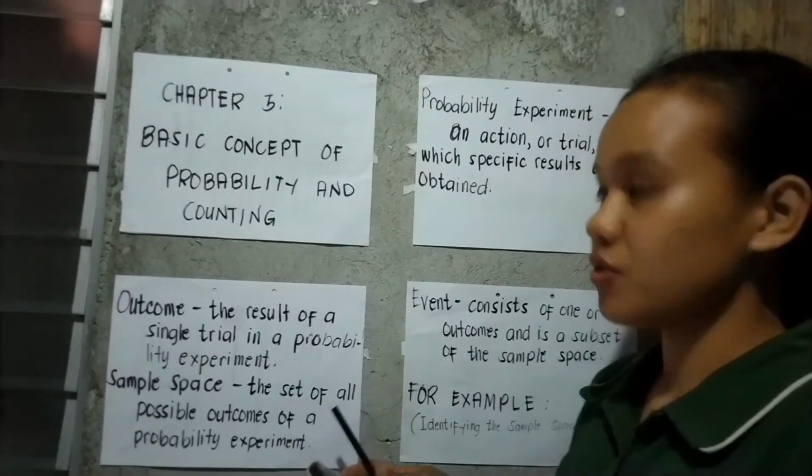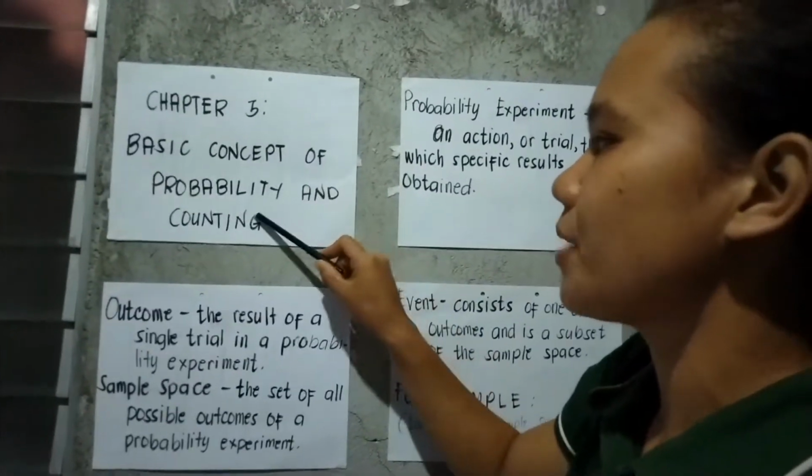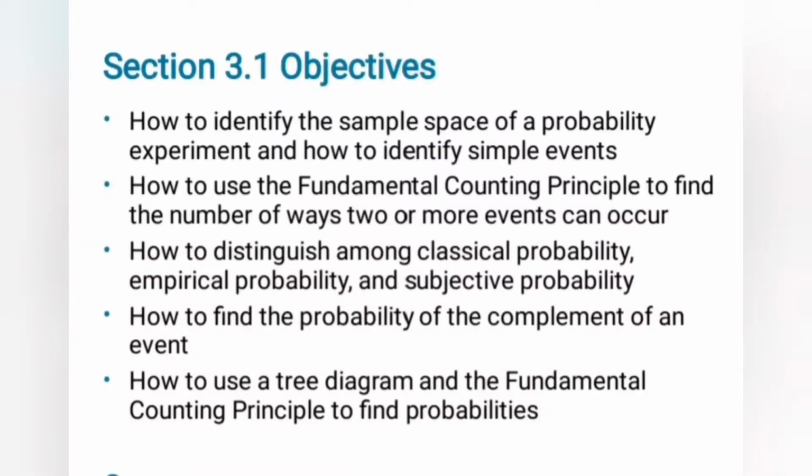Hey everyone, so I will discuss again chapter 3, the basic concepts of probability and counting. So, the objectives are how to identify the sample space of a probability experiment and how to identify simple events, how to use the fundamental counting principle to find the number of ways two or more events can occur, how to distinguish among classical probability, empirical probability, and subjective probability, how to find the probability of the complement of an event, and how to use a tree diagram and the fundamental counting principles to find the probabilities.